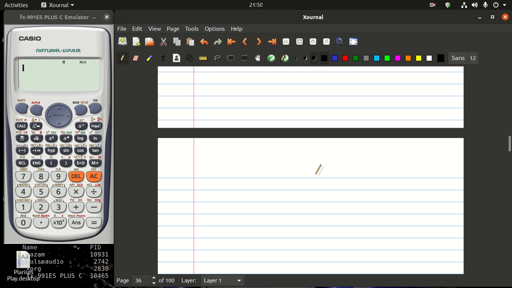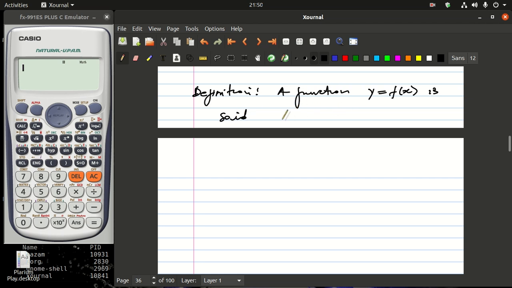So another definition, which is also important: we have a function y is equal to f of x, and f of x is said to be differentiable.